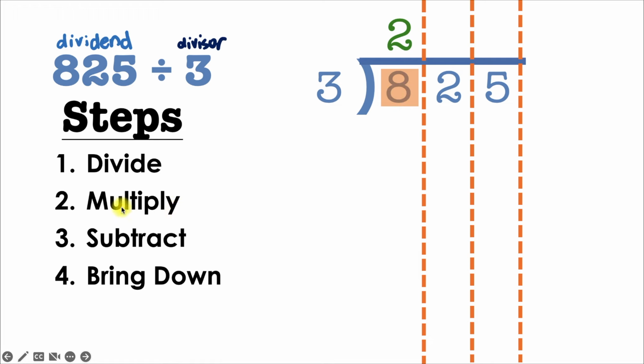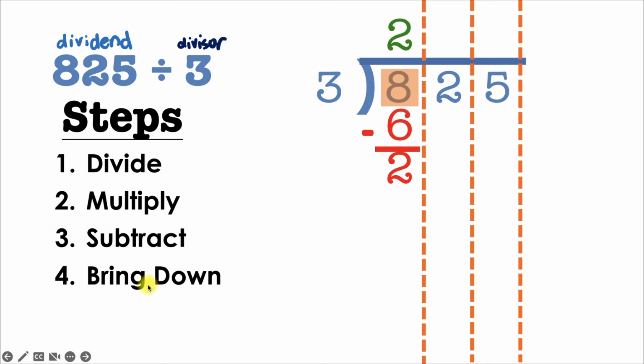So now we go to step 2, which is to multiply. We're just multiplying this 2 that we wrote on top with the 3 outside, because 2 times 3 is 6. Step 3 is to subtract. So now I'll subtract that 6. And 8 minus 6 is 2.